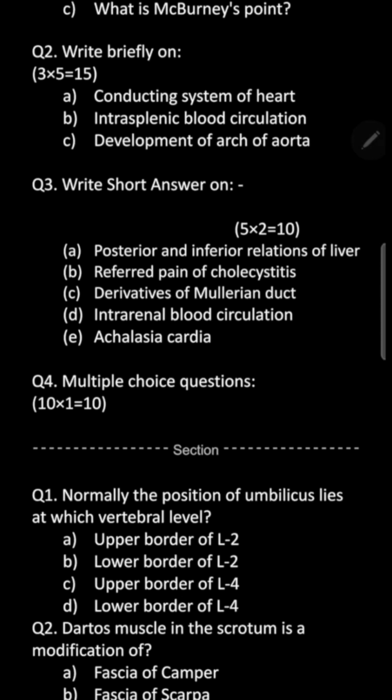Intra-splenic blood circulation. This I have taught you in detail. I believe you must have written it. And for those who are reading it for their upcoming exams, for the future batches, remember you have to write about the microanatomy, the microanatomic circulation within the spleen. I'm just going to revise it first because this is an important question.